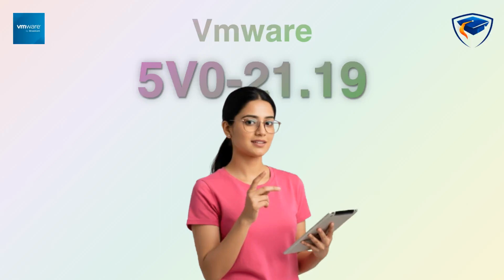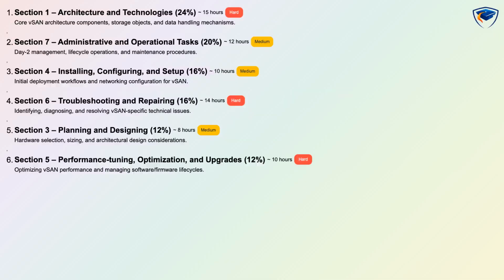Welcome to the VMware vSAN 6.7 Specialist Exam 2019 Study Guide. This video will cover the exam syllabus, highlighting the key topics and domains you need to focus on. By the end of this video, you'll have a clear understanding of what to expect from the exam and how to prepare. The VMware vSAN 6.7 Specialist Exam 2019 consists of 6 domains, each covering a specific aspect of vSAN.